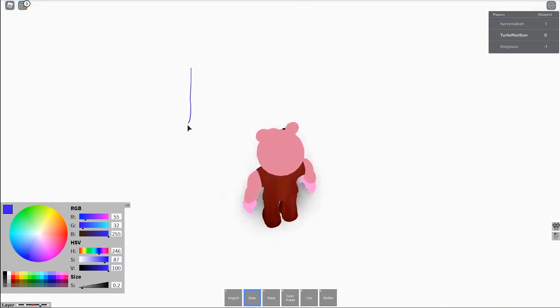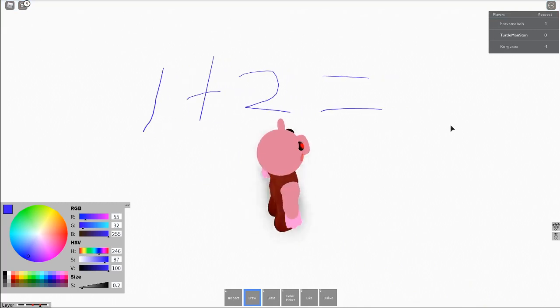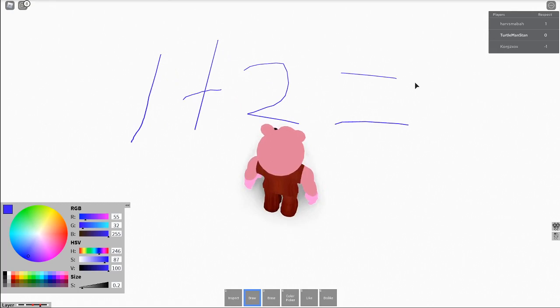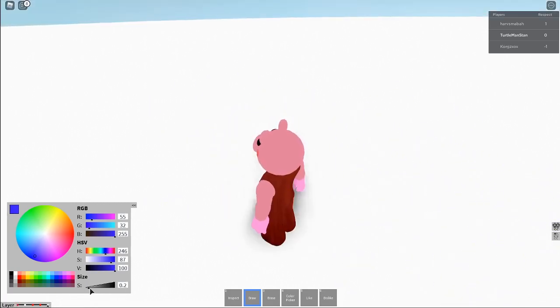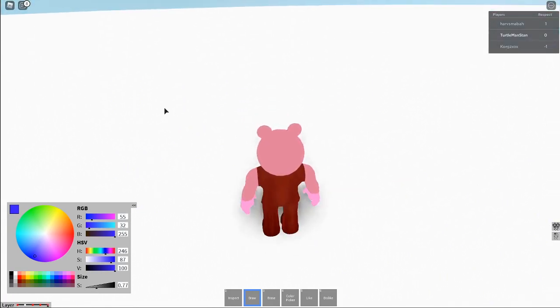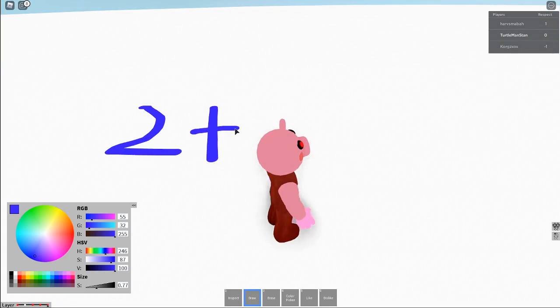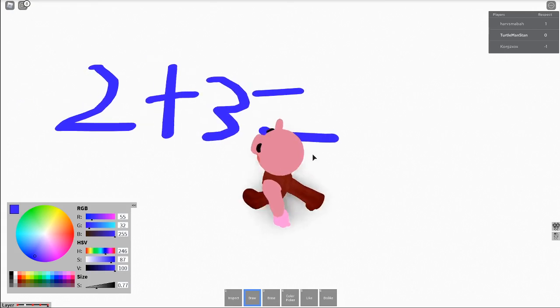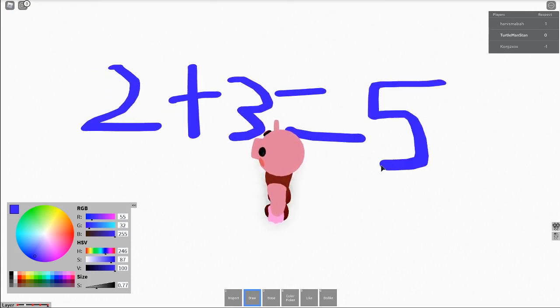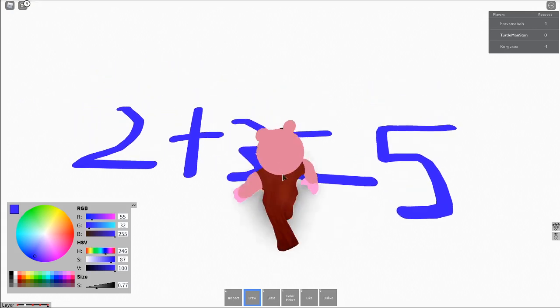Alright, so 1 plus 2 equals. So what do you think this equals? Great! It's 3! Good job! So now let's continue a little bit more. So, 2 plus 3. So what do you think that equals? Great! It's 5! You're doing really well so far.